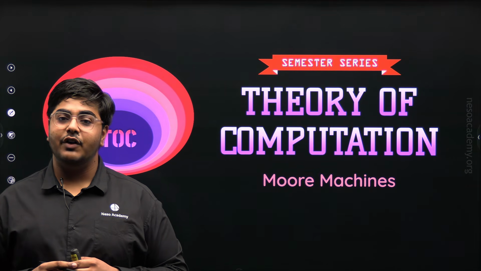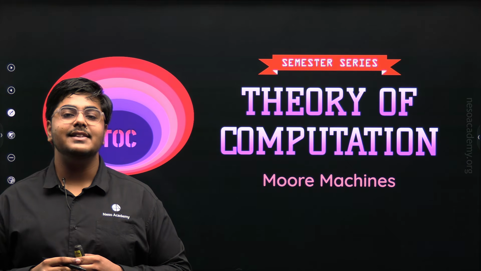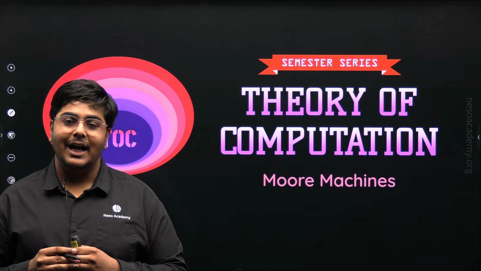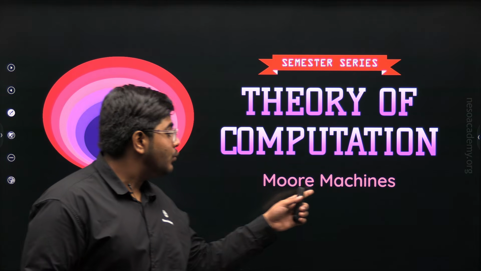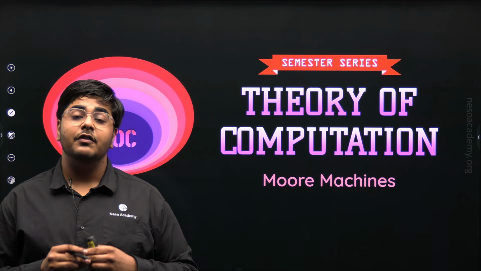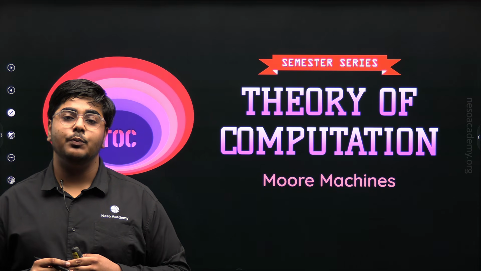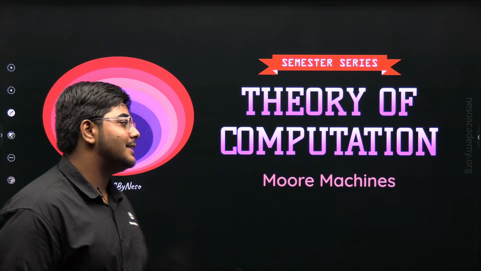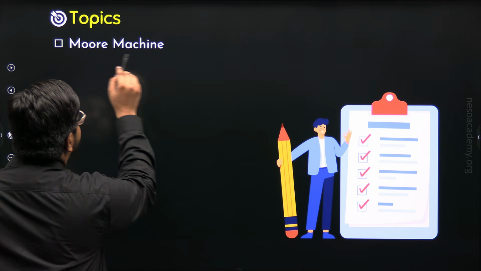We are learning theory of computation, and in the previous lecture, we have understood Mealy machines. And now in this lecture, we are going to understand the second type of finite automata with output, that is Moore machines. So the topic for this lecture is Moore machine.